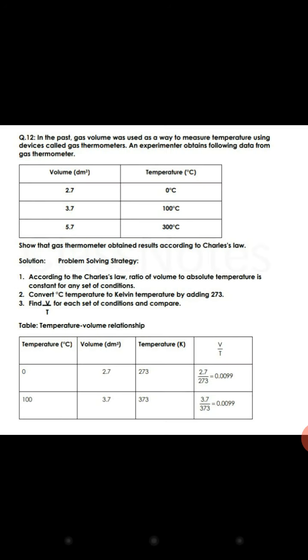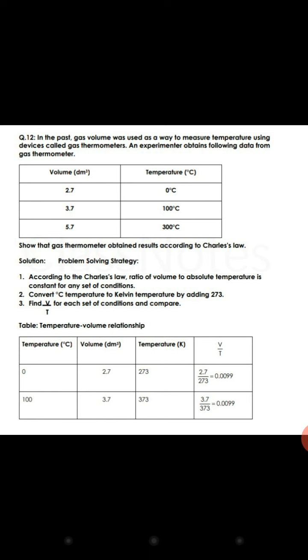In the previous lecture, as you know, we completed up to chapter question number 11. So now it's our 12th question, and in this question we have been given a table. So let's read the question.